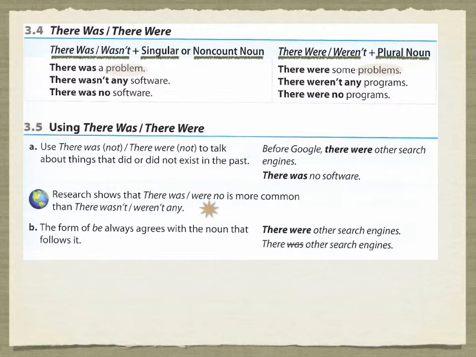So instead of saying, for the example sentence, before Google, there were other search engines, you could say before Google, other search engines existed. There were is the same as saying existed. Okay? Exist means to be.